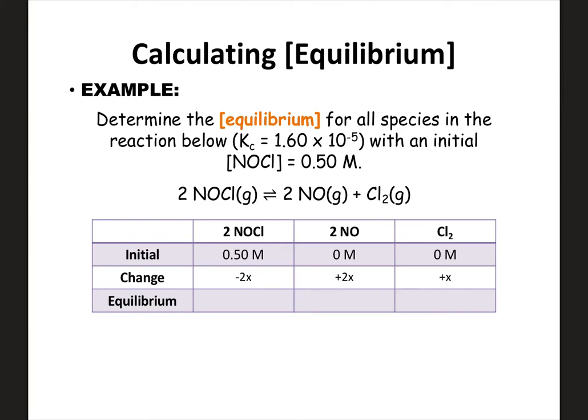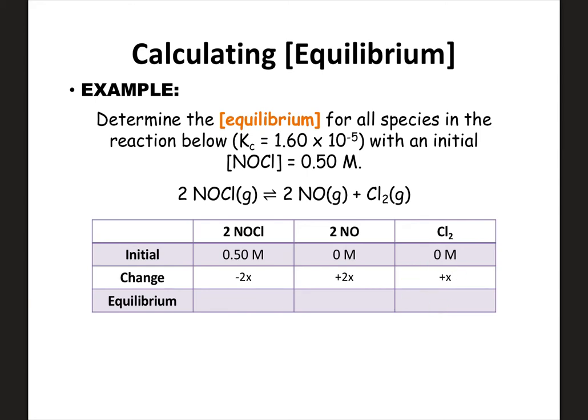Based on the stoich here and knowing that the reactants are going to be used up, I can see that the change for the NOCl is going to be minus 2x, 2 because of the 2 in front of the reactant, and minus because it's being used up. And then the NO is going to be positive 2x, because of the 2 in front, and it's a product, so it's going to be forming, so it's positive.